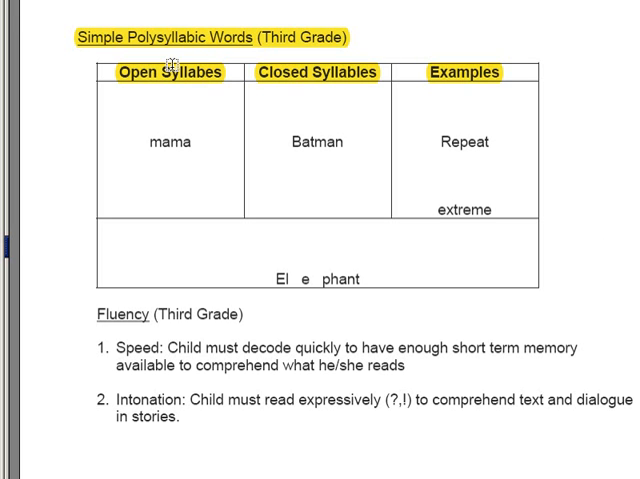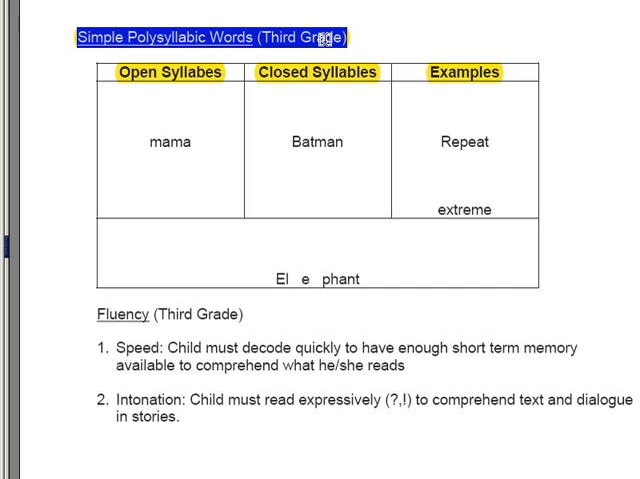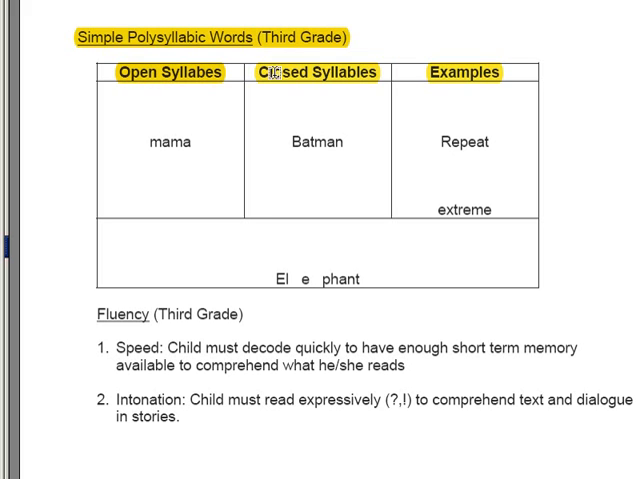Okay, turn the page if you would, and let's move on to simple polysyllabic words, which we're studying at third grade. I have to teach you about open syllables, closed syllables, and then run you through some examples so that you can really understand what we mean by fluency in third grade, because it contains all of the elements that I've been teaching you within Area B decoding. Well, let's take a look, if we could, at a pair of words.